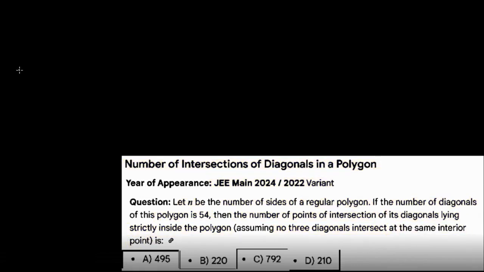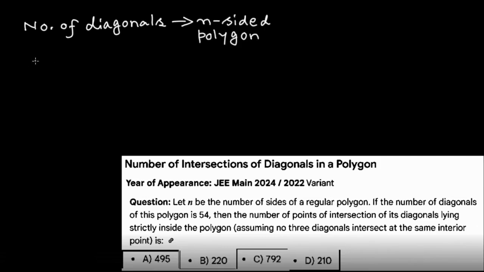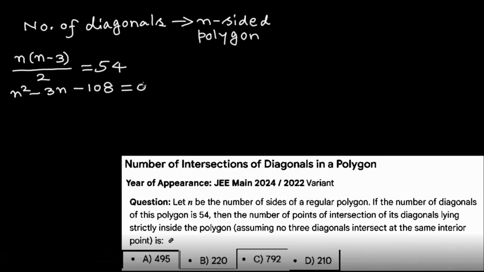A simple question. Number of diagonals of an n-sided polygon is given by n(n minus 3)/2, and in the question the number of diagonals given is 54. So we write 54 here. n squared minus 3n minus 54 into 2, 108, equals 0.